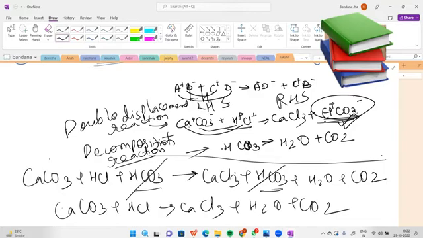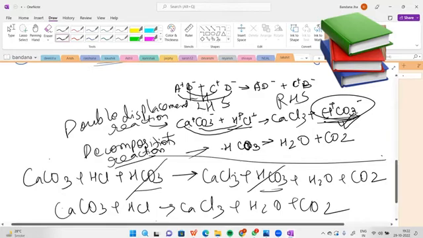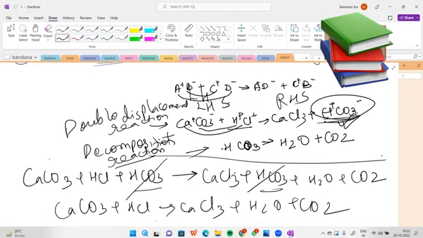Lakshit, sure. Yes, ma'am. Balance it and then say, is it balanced or not? Ma'am, no, ma'am. This equation which you have written is not balanced.